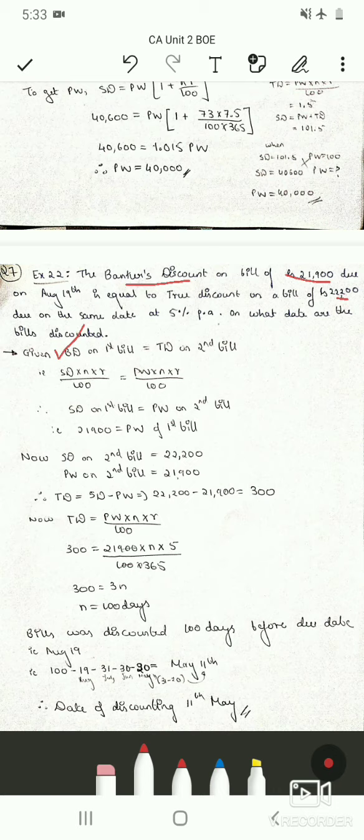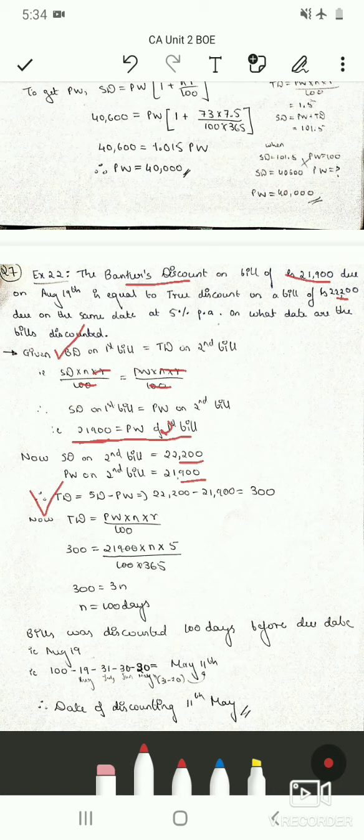Just like one of the problems we have found out, we will write the equation here. The terms will get cancelled. So we got sum due on the first bill is equal to present worth on the second bill. So sum due on the first bill is 21,900. So that is nothing but present worth of the second bill. Now you know sum due of the second bill, which is 22,200. You got to know the present worth. Then we can find out true discount, which will be 300.